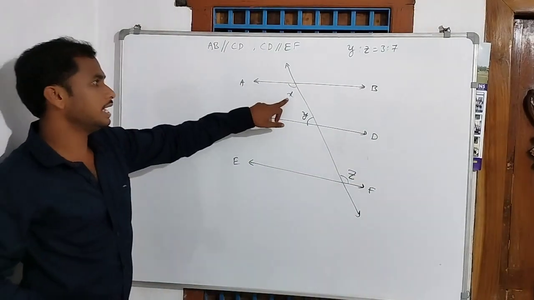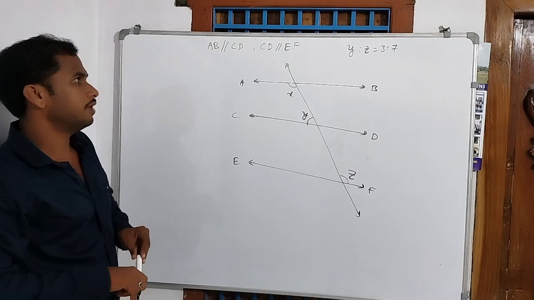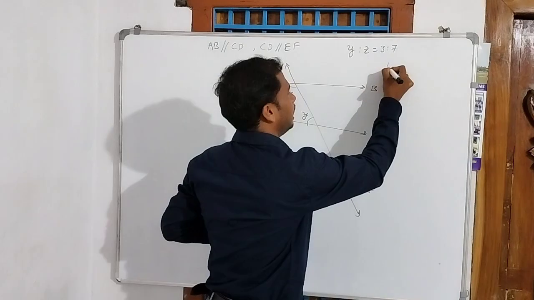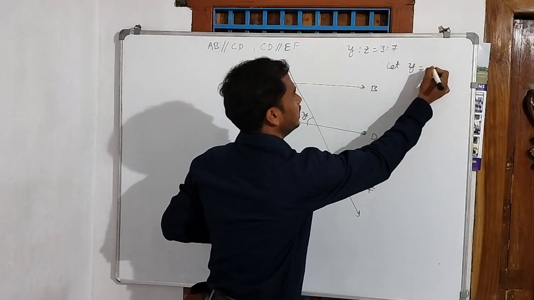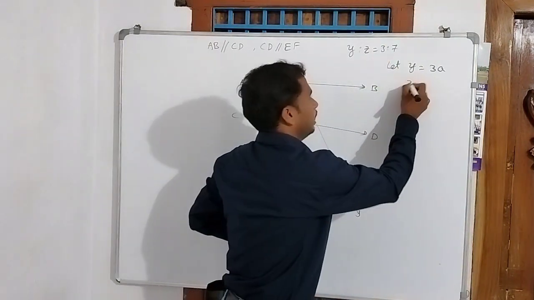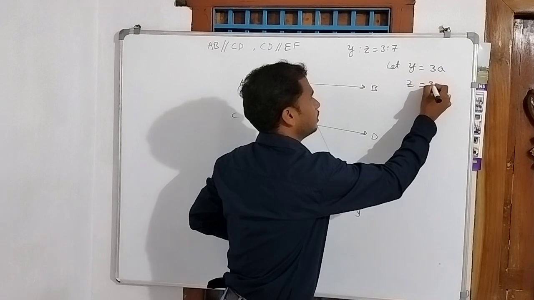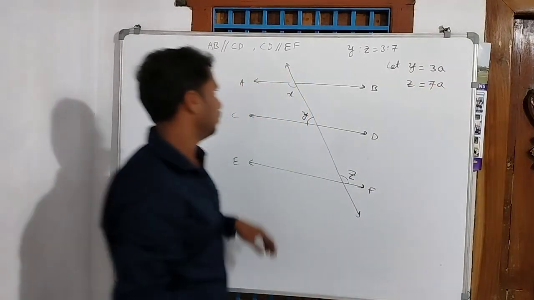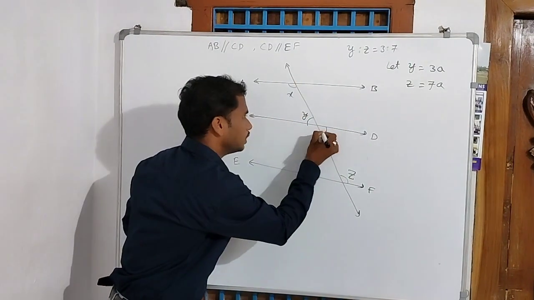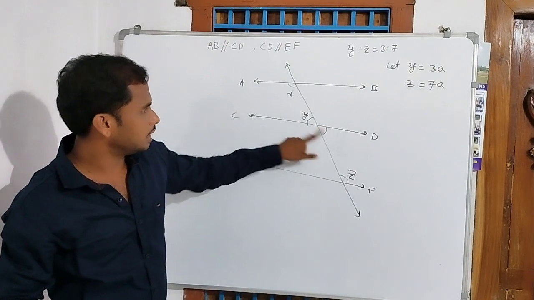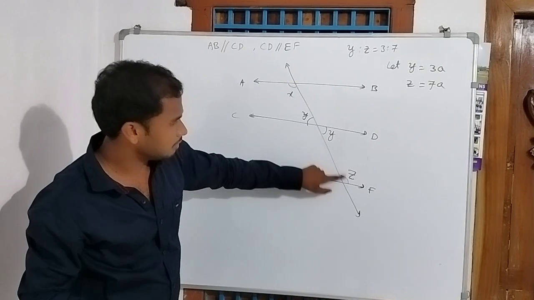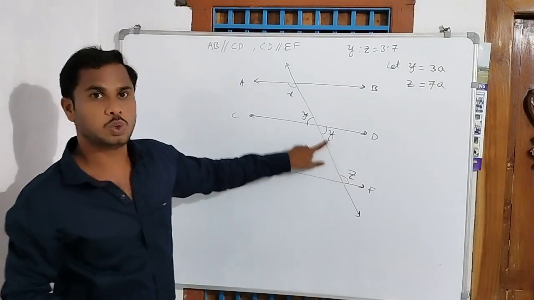Then what is the value of angle X? Here the ratio is given. That means I take Y equal to 3A. We can multiply by any constant. Like that, angle Z I take as 7A. Observe angle Z and angle Y. We know vertically opposite angles are equal, and this angle is also Y. Angle Y and angle Z are co-interior angles.